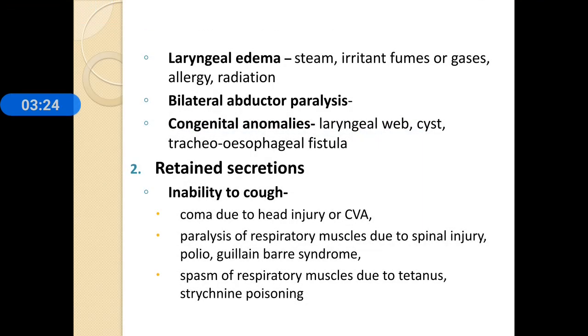Now, second indication is retained secretions. So secretions get retained when the person has an inability to cough. Example, coma due to a head injury or a stroke, paralysis of the respiratory muscles due to spinal injury or polio or Guillain-Barré syndrome, spasm of respiratory muscles due to tetanus or strychnine poison.